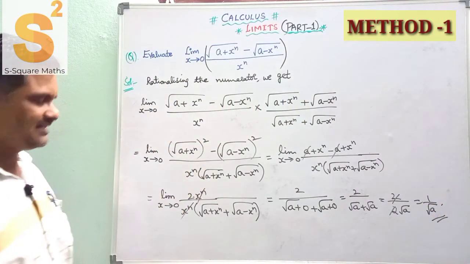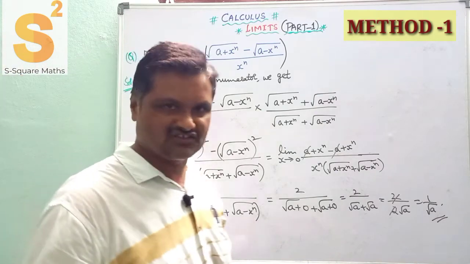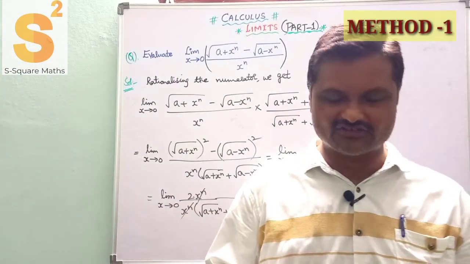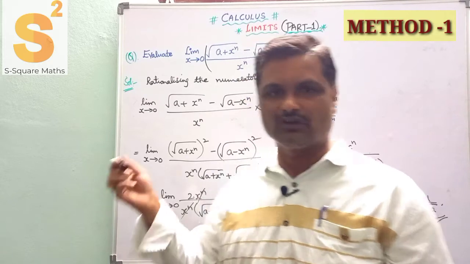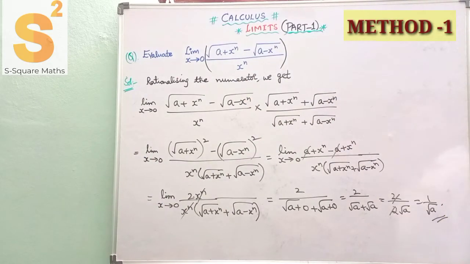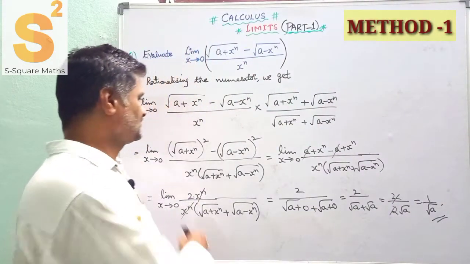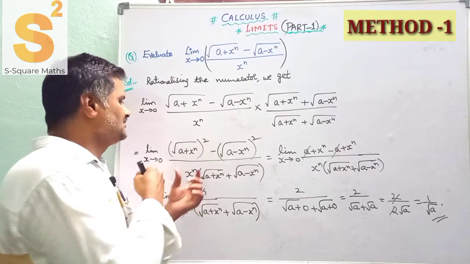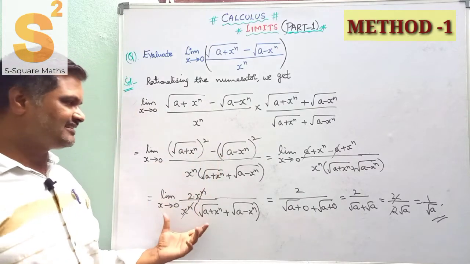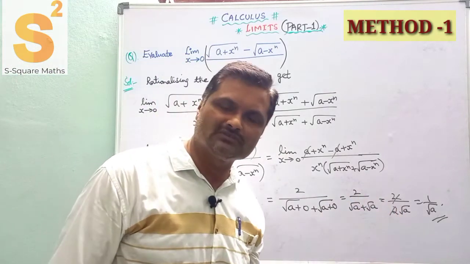So this method is applicable for plus 2 students, intermediate students. Okay, once you have a look. So rationalize the numerator and we proceeded in finite steps: a square minus b square, next cancellation and substituting. Okay.